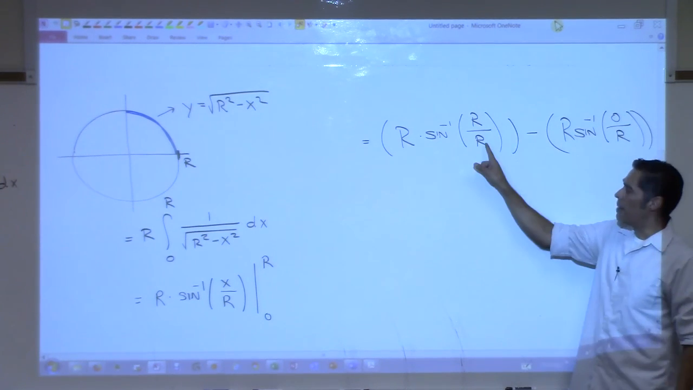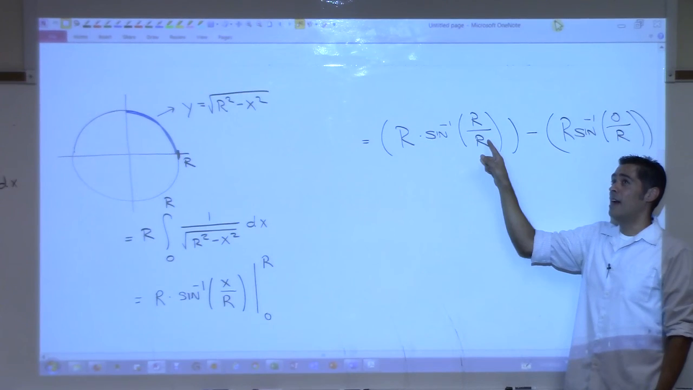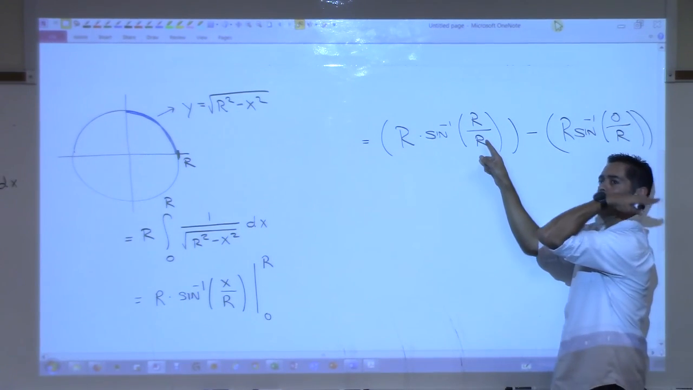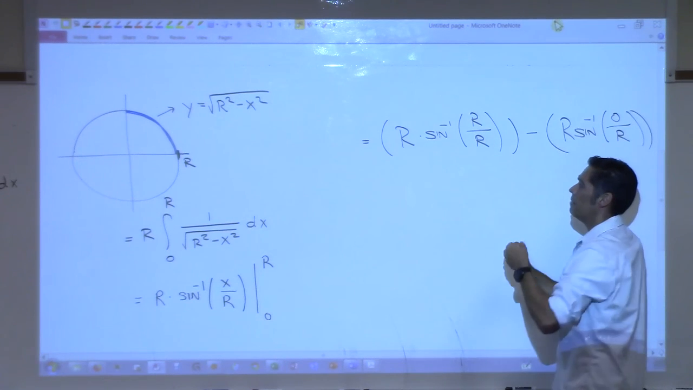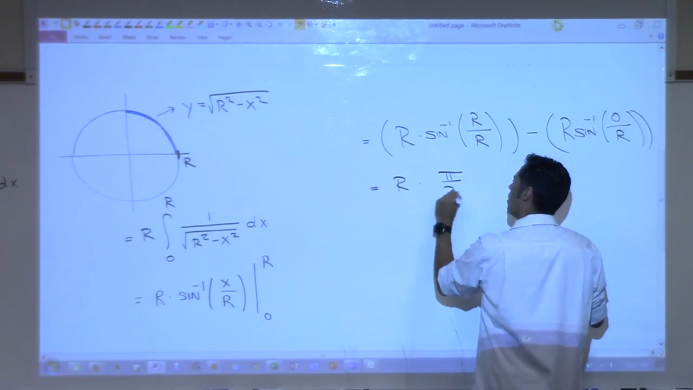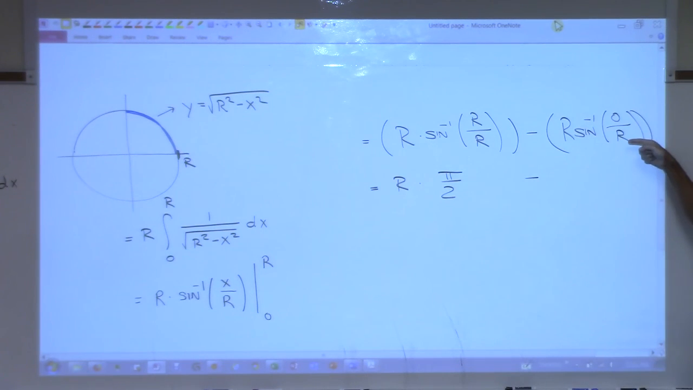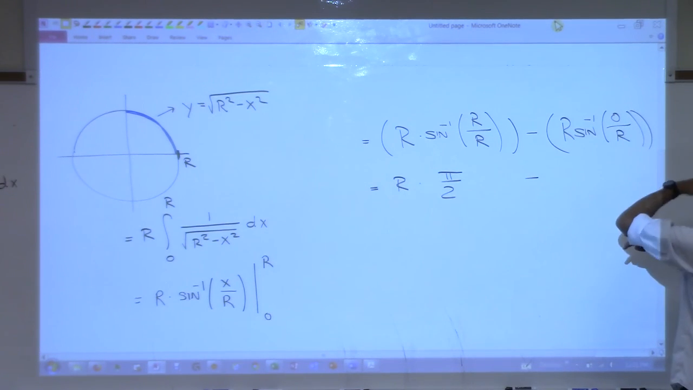And capital R over capital R is 1, and arc sine of 1 is asking when is the angle, when do you get a y coordinate of 1? Pi over 2, right? So this is going to be r times pi over 2, and then minus, this is 0, right? Arc sine of 0 is saying where on your unit circle is your y coordinate 0, and that's going to be at 0.